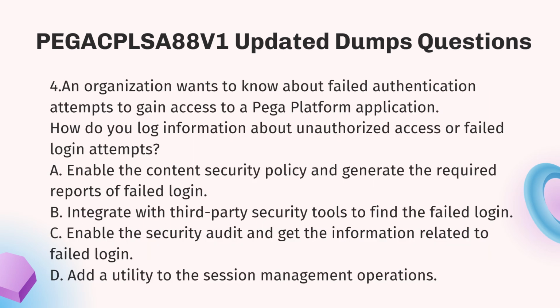4. An organization wants to know about failed authentication attempts to gain access to a Pega Platform application. How do you log information about unauthorized access or failed login attempts? A. Enable the content security policy and generate the required reports of failed login. B. Integrate with third-party security tools to find the failed login. C. Enable the security audit and get the information related to failed login. D. Add a utility to the session management operations.